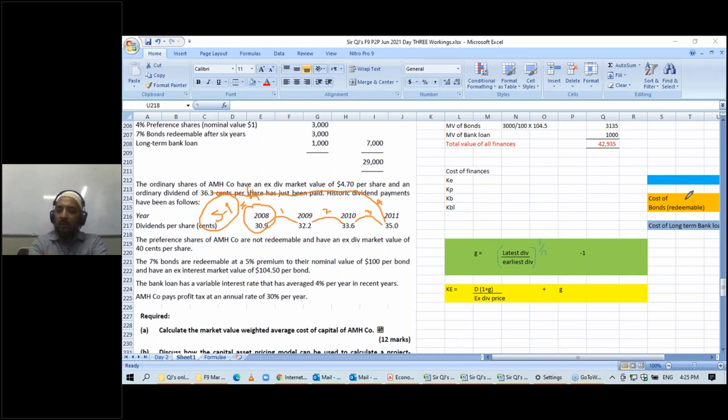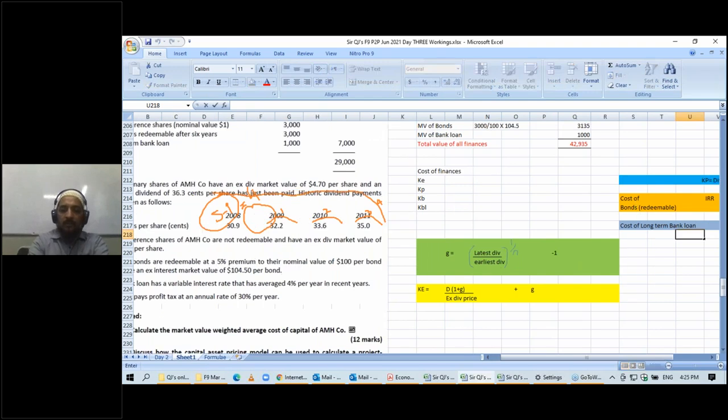So let's solve this growth rate first, and then move on to the dividend growth model cost of equity formula. The growth rate G is equal to the latest dividend, which is 36.3, divided by the earliest dividend, which is 30.9, put to the power 1 divided by 4.